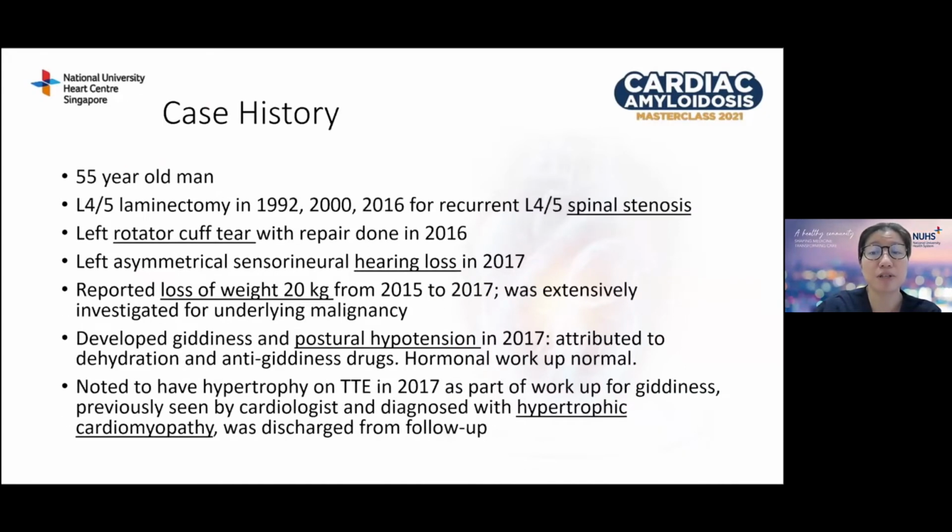As an illustration, here I have my patient who was a 55-year-old man who started having multiple spinal surgeries from 1992 because of recurrent L4, L5 spinal stenosis. He then developed a rotator cuff tear and sensory neural hearing loss, and then developed loss of weight of 20 kilos over a period of 2 years and was extensively investigated for underlying malignancy, which was negative. He developed giddiness and postural hypotension in 2017, which was attributed to iatrogenic causes, and a hormonal workup was normal.